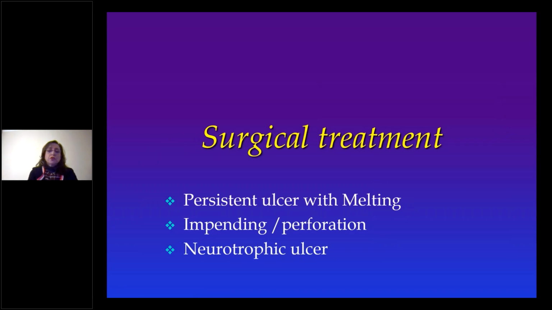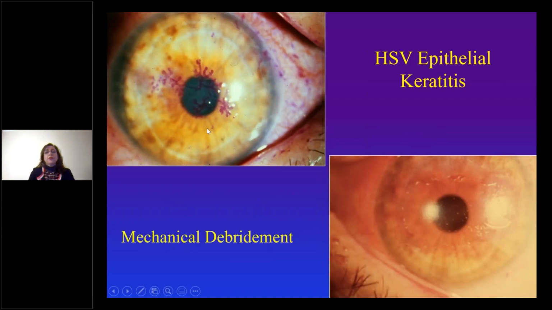When do we resort to surgical treatment in herpetic infection? If you have a persistent ulcer with melting, if you have an impending or actual perforation, and sometimes when you're treating neurotrophic ulcers and the medical and non-surgical measures were not efficient. That's an example of a large herpetic ulcer which was treated by mechanical debridement and acyclovir ointment, and with that you remove a lot of the viral laden cells and help heal the epithelium.